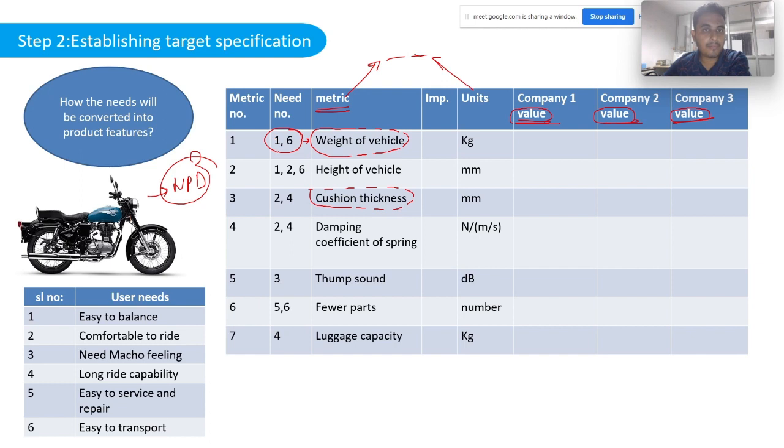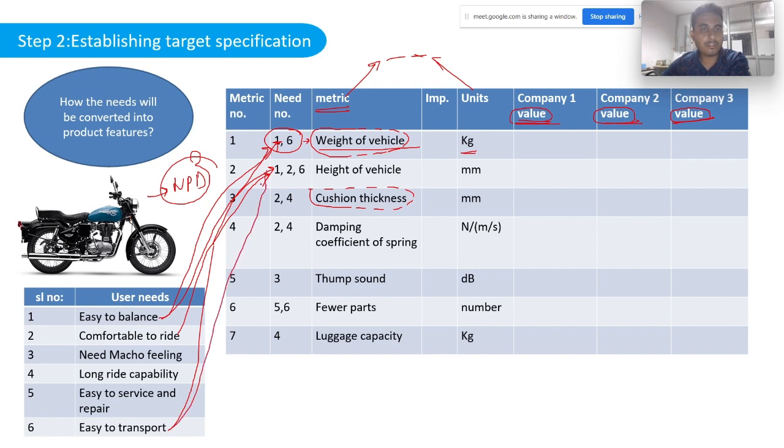For example, if you see 1 and 6, easy to balance and easy to transport, both depend upon the weight of the vehicle, and the unit is kg. Similarly, height of a vehicle is a metric that will satisfy the need easy to balance. Then 2 is comfortable to ride, and 6 is easy to transport.